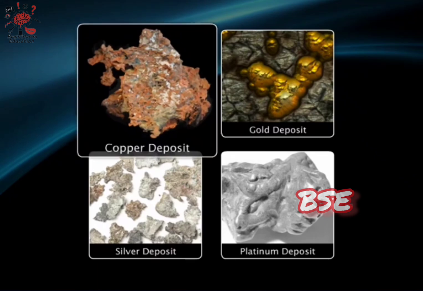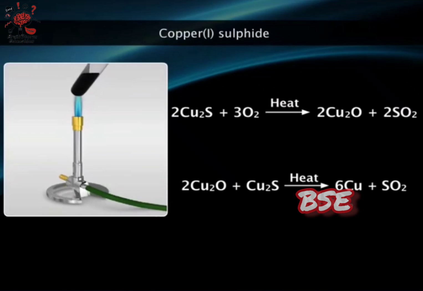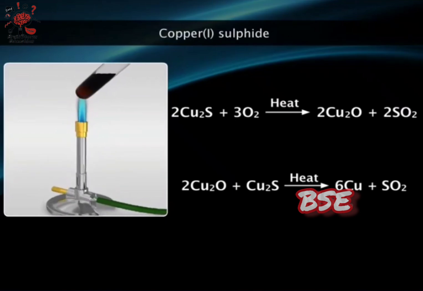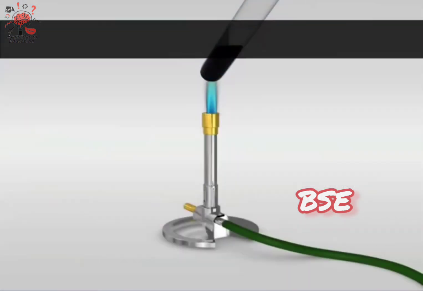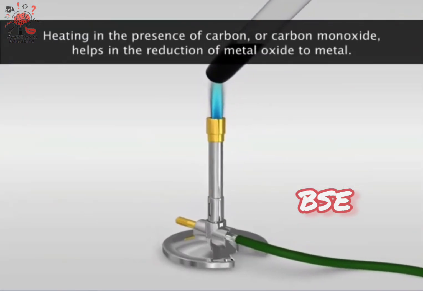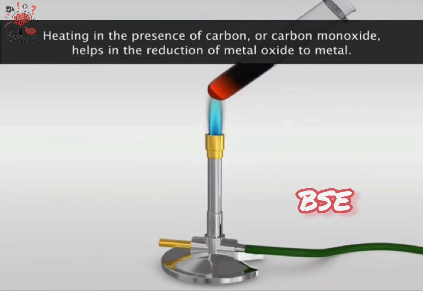Examples are copper, silver, gold and platinum. Their sulfide ores are roasted to give free metals. For example, copper sulfide is heated to give copper oxide, which on further heating gives copper. The oxides of metals placed below carbon in the activity series need reducing agents such as carbon or carbon monoxide at higher temperatures. Hence, zinc, iron and lead are reduced from their oxides by heating with carbon or carbon monoxide.